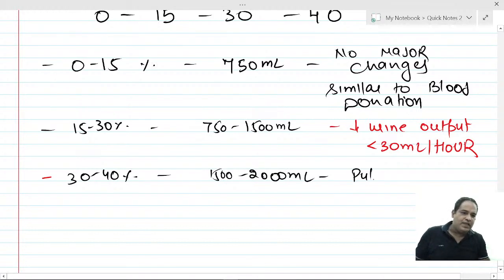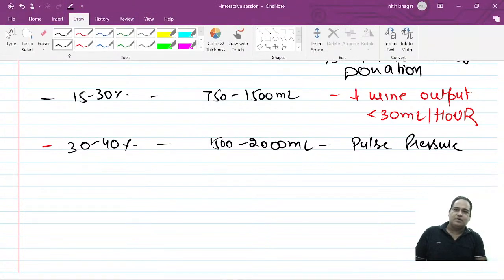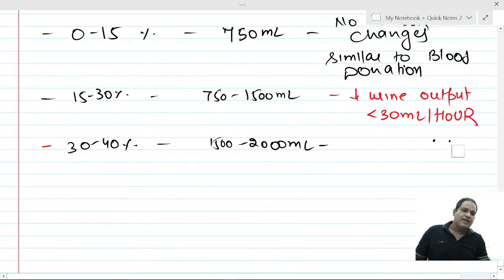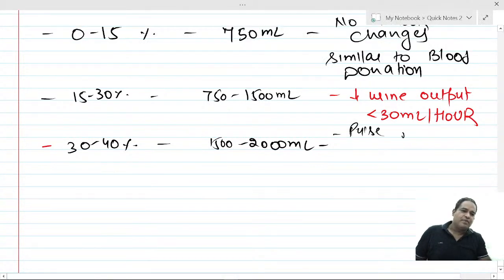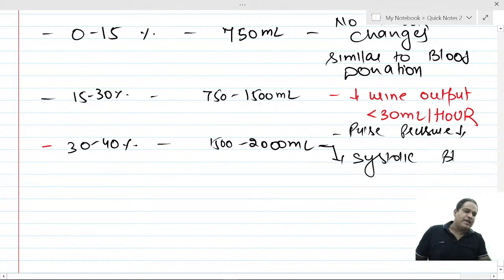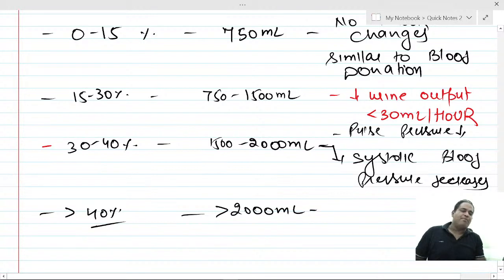At this stage, the only thing worth remembering is that the pulse pressure decreases. But I'm sorry, the pulse pressure decreases in the 15 to 30% stage. When it is 30 to 40%, the systolic blood pressure also decreases. And when it is more than 40% blood loss, that means more than 2000 ml blood loss.